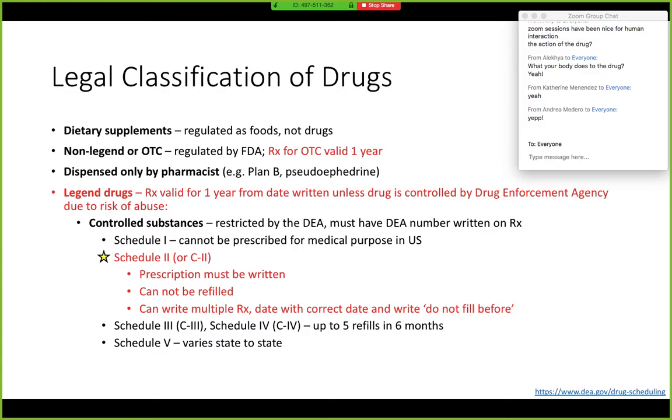Where your test question is probably going to come from is from the Schedule 2 drugs. So anytime you prescribe a drug that's considered Schedule 2 or Class 2, you have to write that prescription, and it cannot be refilled.